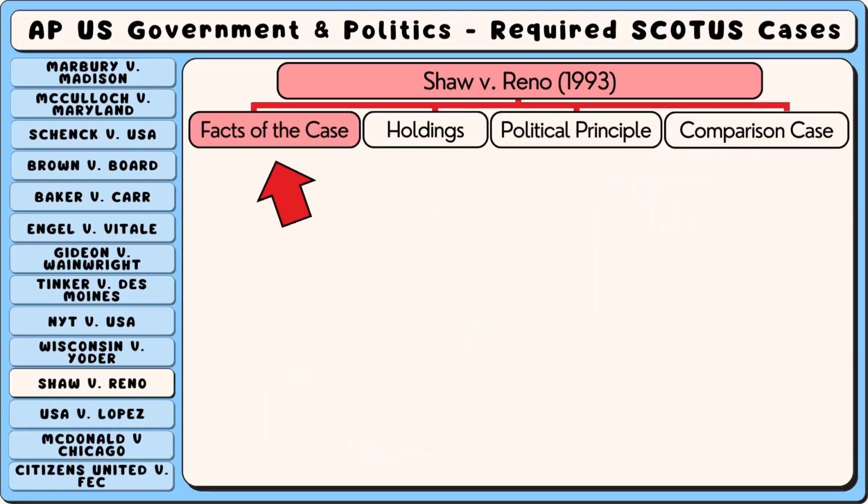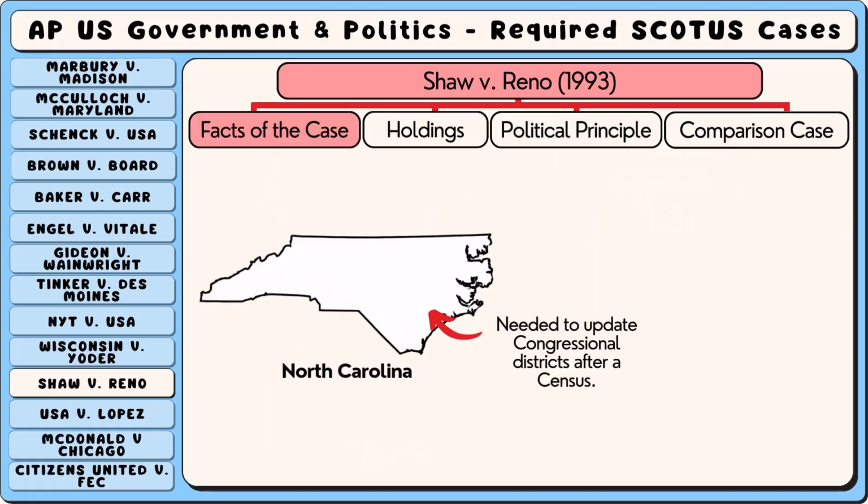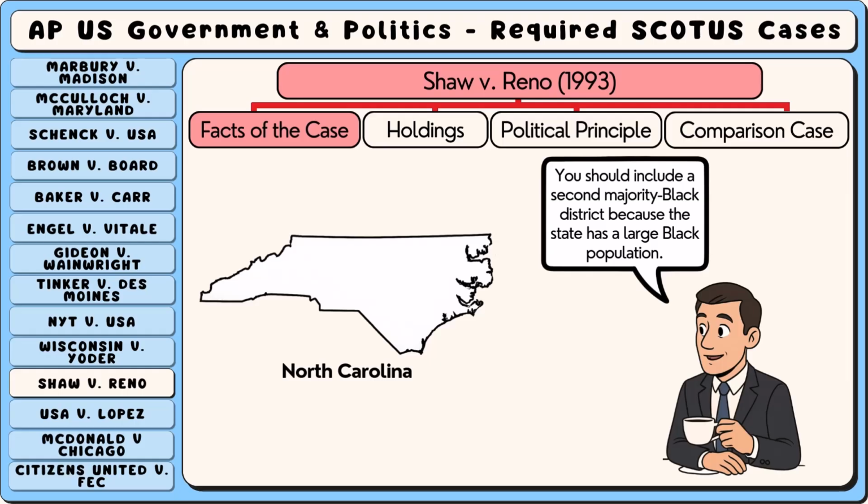Let's look at the facts in the case. After the 1990 census, North Carolina needed to redraw its congressional districts. The United States Attorney General said the state should include a second majority black district because the state had a large black population. In response, North Carolina created a district that was extremely thin, twisting for hundreds of miles along highways. It connected small pockets of black voters who lived far apart.